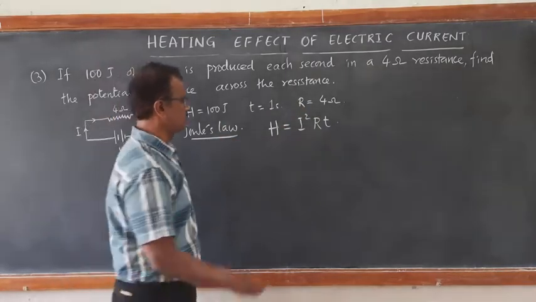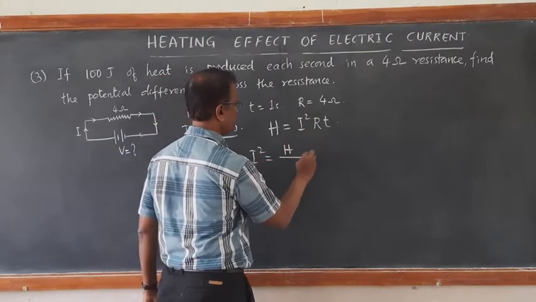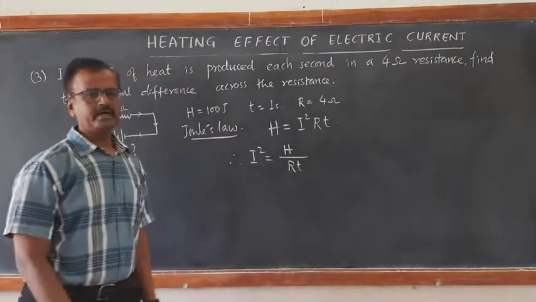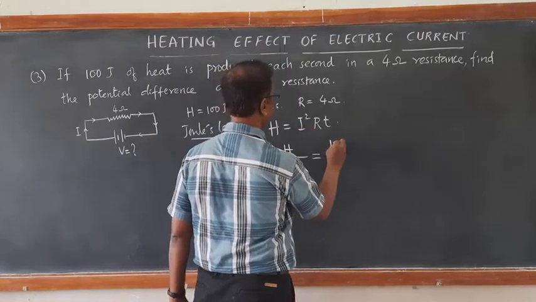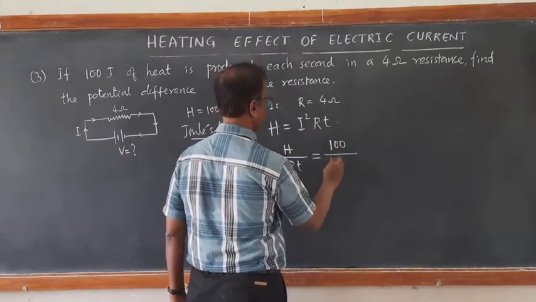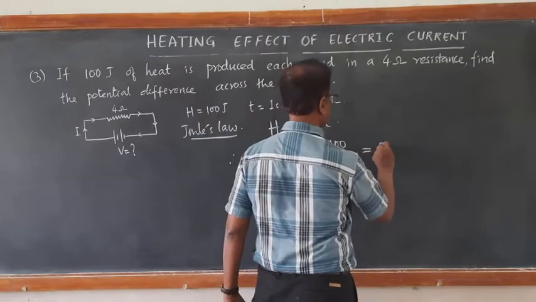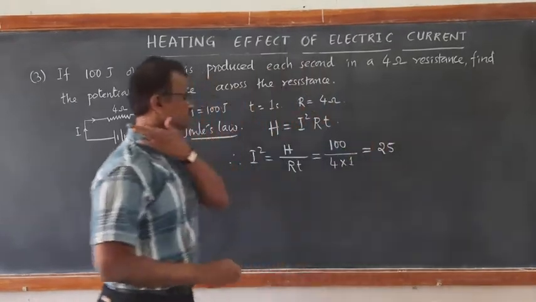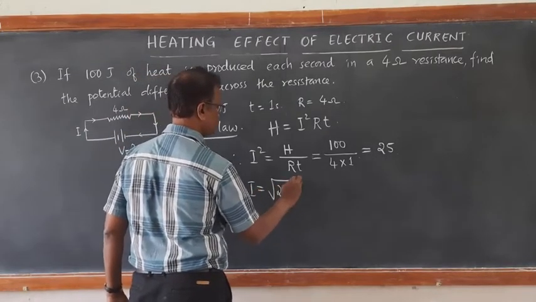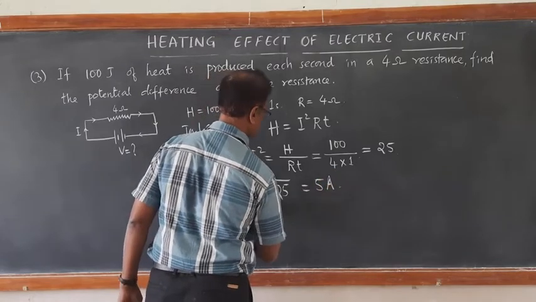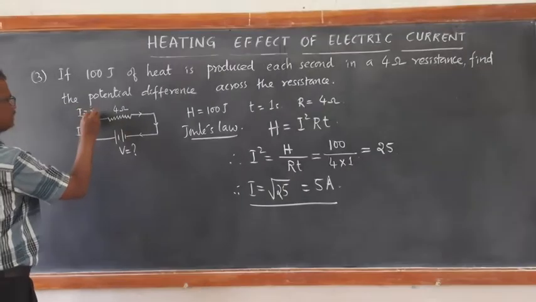So heat produced is 100 joule, time taken 1 second, resistance 4 ohm. Just substitute these values so that we can calculate I squared. Therefore, I squared becomes equal to H by RT. H is 100, resistance is 4, and time taken is 1 second. So 100 by 4 is 25. I squared is 25. Therefore, I is equal to the square root of 25, that is 5 ampere. The current flowing through this circuit is 5 ampere.